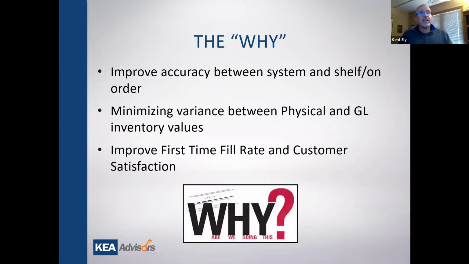So that actually covers a lot of the first point on the why, right? Number one, we want to improve that accuracy between the system and what is shown on the shelf or on order. When we talk about the accuracy, the benchmark that we shoot for there is 98%. So that we know that if we went back and counted 100 different part numbers and then came back and sat down and compared to what the DMS system showed, we would want 98 out of those 100 part numbers to be spot on in terms of count.